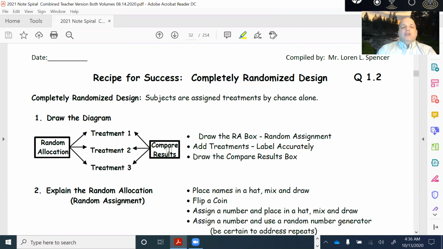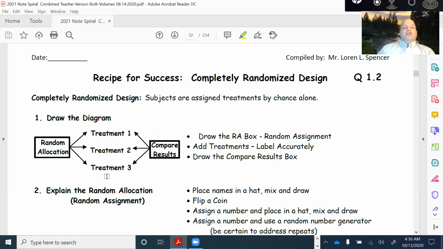So random allocation, that is how you randomly assign your treatments. And whenever you're doing an FRQ for experimental design, you must explain how you're doing the randomization. Typically speaking, we're putting names in a hat, flipping a coin, or assigning all the individuals a number, and then mixing and drawing. But you must be very specific as to how that is being done. You can't just say, I'm putting the names in a hat and drawing. If you put the names in a hat and draw, you must say then which group gets what treatment when you draw, and which group gets the other treatment.